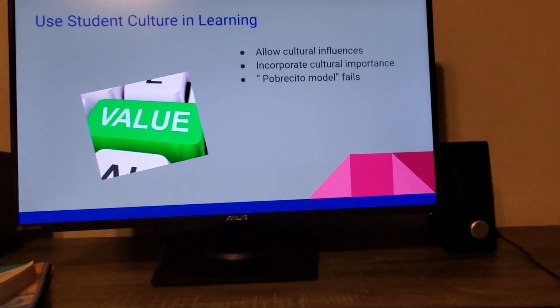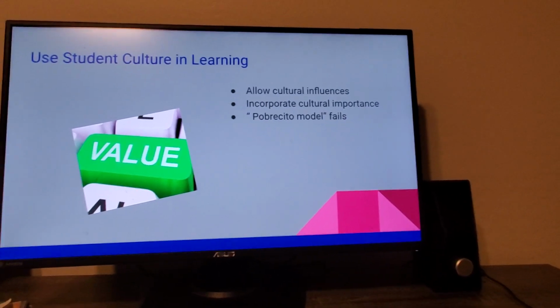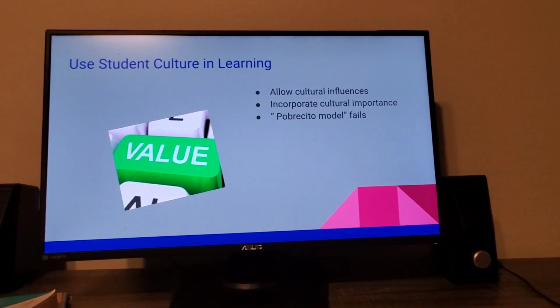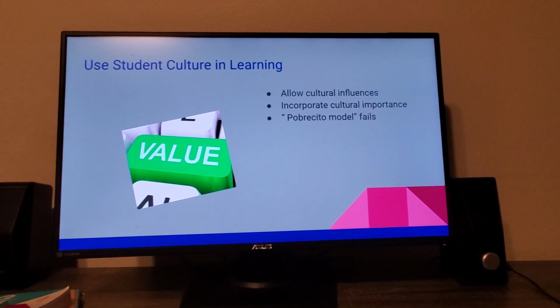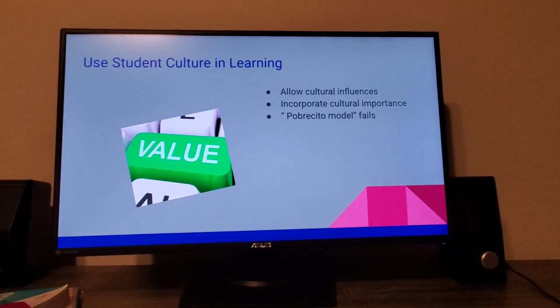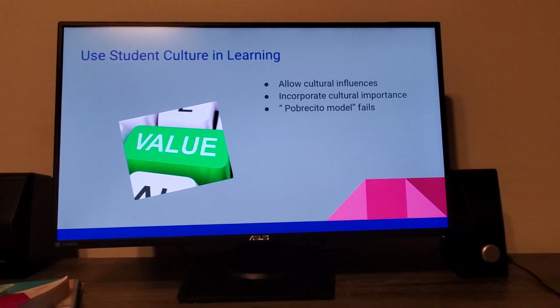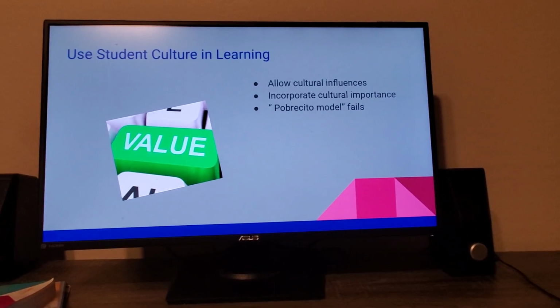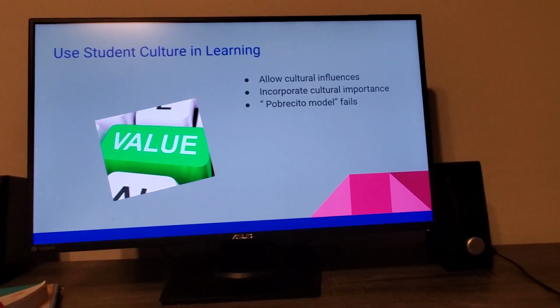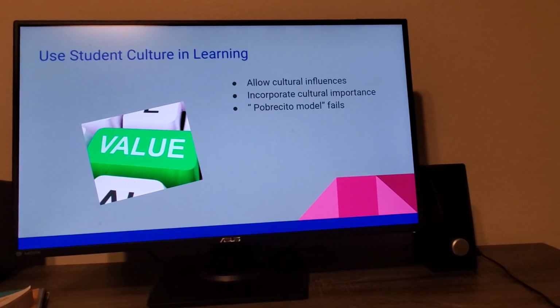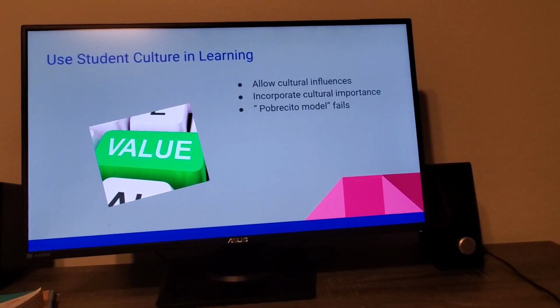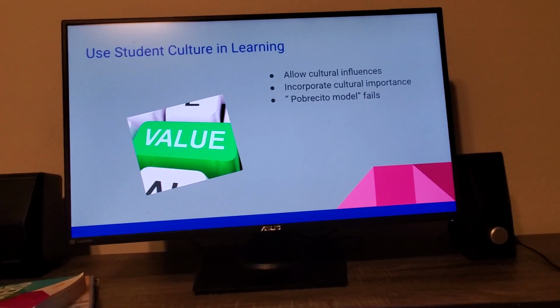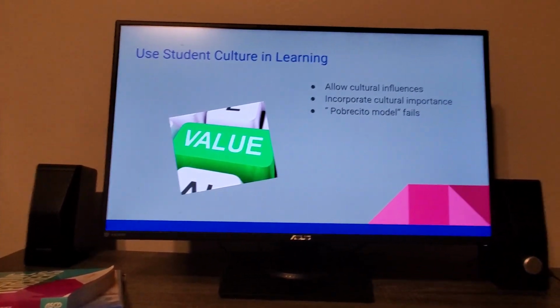And also this Pobrecito model, which is what is used in Arizona, where you only use English, and that's how they'll learn the best that way. But it's just not. It's a subtractive environment. It doesn't help the students. It actually hinders them a little bit more than all the other different programs this book covers.